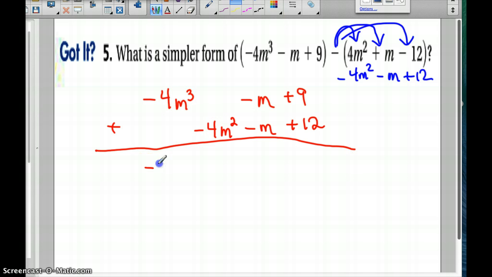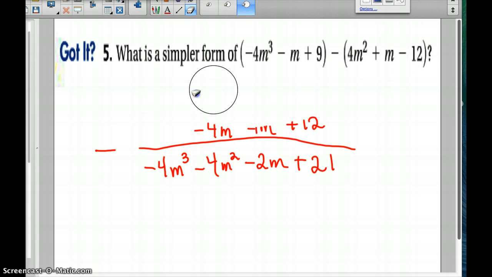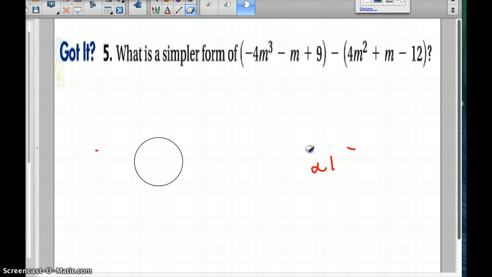Okay, there's nothing to combine here, so we keep this. And same with negative 4m squared. And since these are both negative 1m, that's going to be a negative 2m. And when I add 9 and 12, I'm going to get a plus 21. Okay, what I'd like to do now is erase all this and show you how this actually might be better done if you changed it to adding the opposite and then did it horizontally.